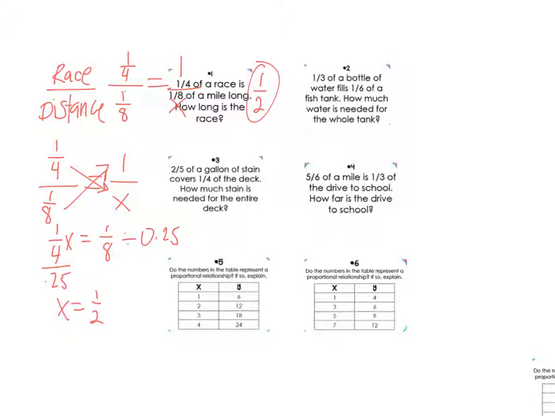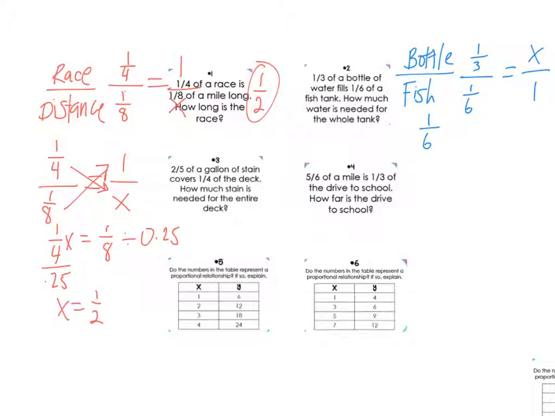Okay. Let's try number 2 over here. 1/3 of a bottle of water fills 1/6 of a fish tank. So I'm going to compare two things: how much the bottle fills in the fish tank. So 1/3 fills up 1/6 of it. And then it says how much water is needed to fill a whole tank. So here's where you have to figure out where my 1 goes. Do I want to know how much one bottle will fill up? No. I want to know an entire fish tank, right? That's 1. Cross multiply and solve.